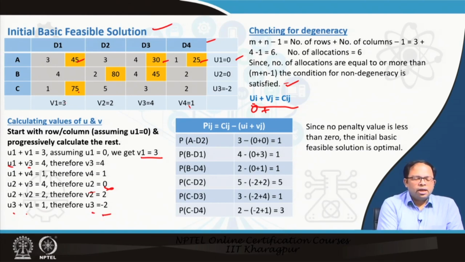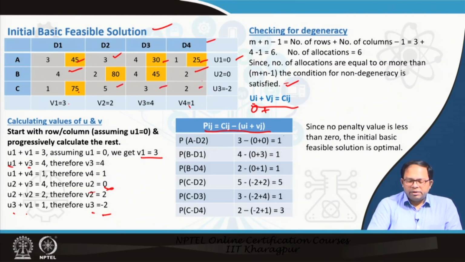So now that we know the u values and the v values, using this particular formula for determining the penalty for the non-allocated cells, Pij, we can estimate the penalty for this cell, this cell, this cell, this, and this. When we have done that, we see all of them are positive values. That means no penalty value is less than 0. So the initial basic feasible solution is the optimal solution, and we can accept this as the optimal solution.